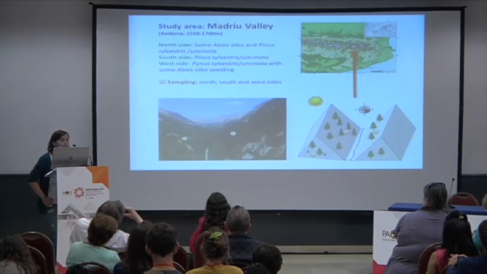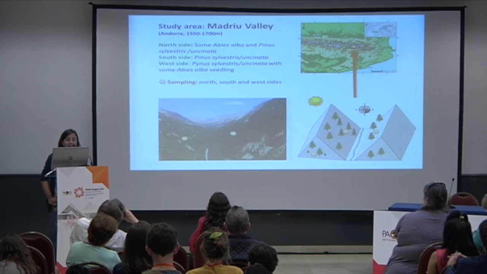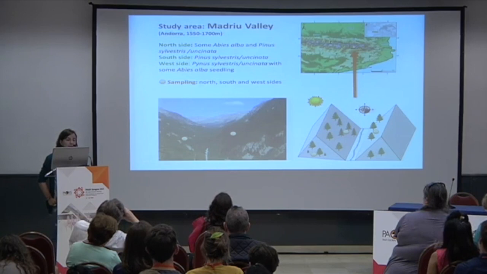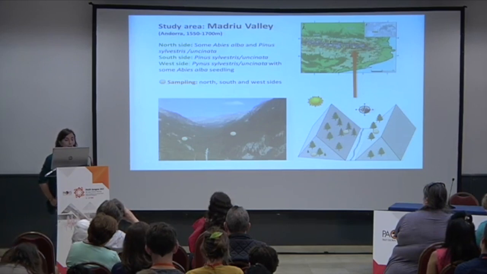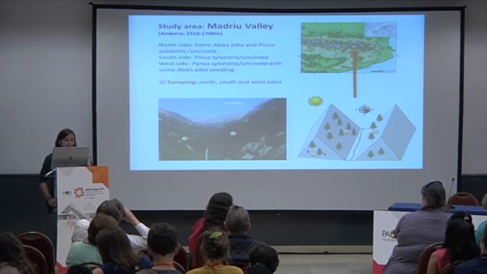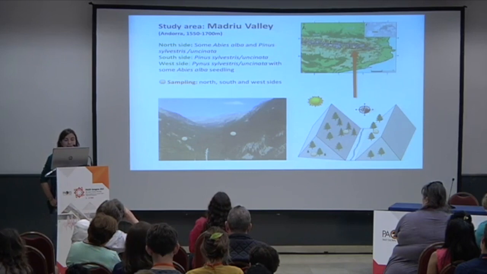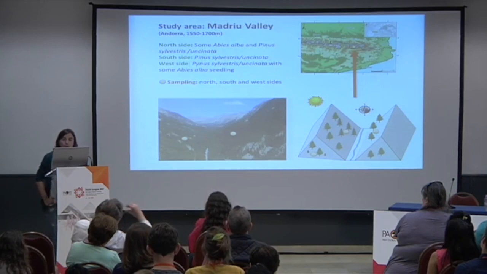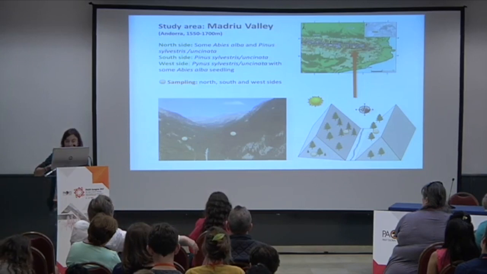Well, the first pedoanthracological area is located in Andorra, in the axial Pyrenees, around 15-17 meters above sea level. In this area, we have some fir on the northern slope, and Pinus uncinata and Pinus sylvestris in the rest of the valley, and some little young firs on the western slope. We have sampled here the north area inside the fir woods and the southern and western slopes.